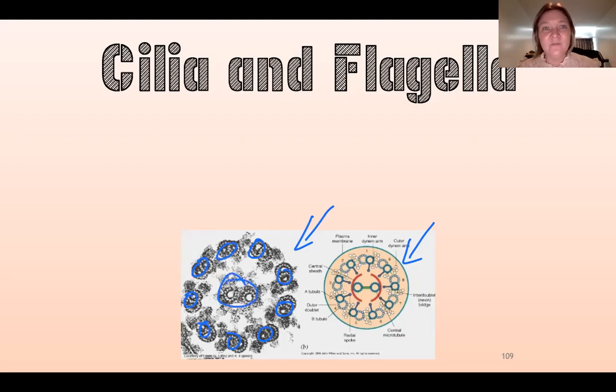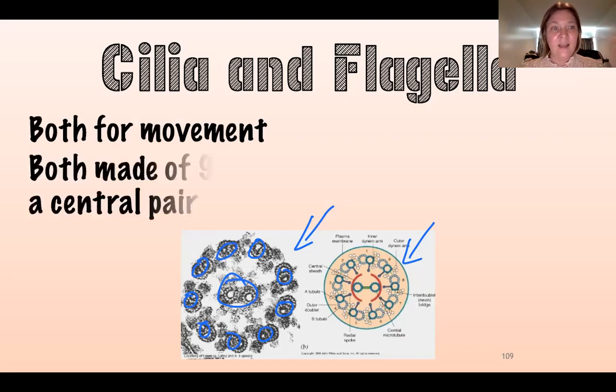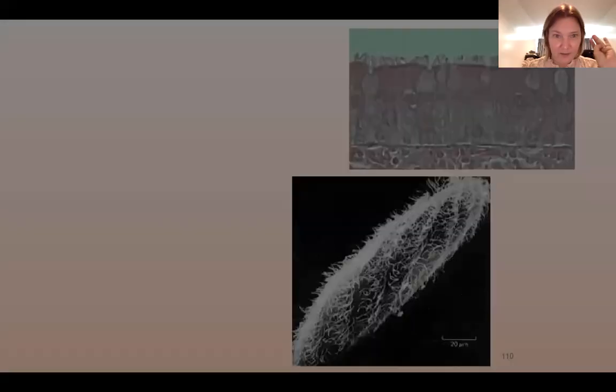Both cilia and flagella, if you cut them down the middle and you look at it from the side, like you look at it from that angle, that's called a cross section. You look at it that way, you'll see 9 pairs around a central pair. Again, both are for movement, said that already.